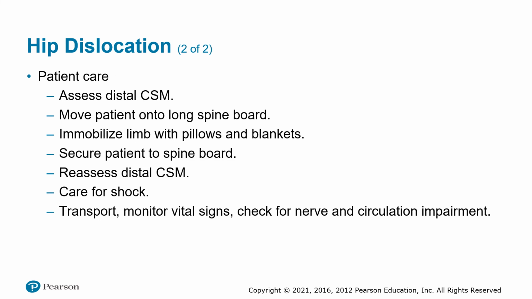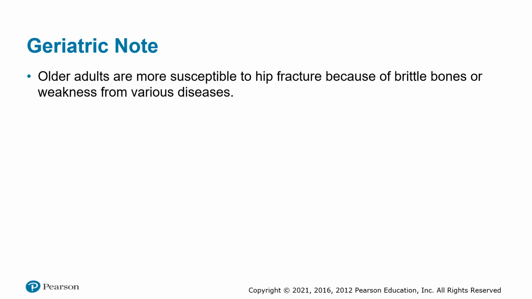With a hip dislocation, we're going to assess distal PMS, move the patient onto a long spine board, immobilize the limb with pillows and blankets, secure the patient to the backboard, reassess distal CMS, care for shock and transport, monitor vital signs, and check for nerve and circulation impairment. Older patients are more susceptible to these hip fractures because of their brittle bones and weakness from various diseases.